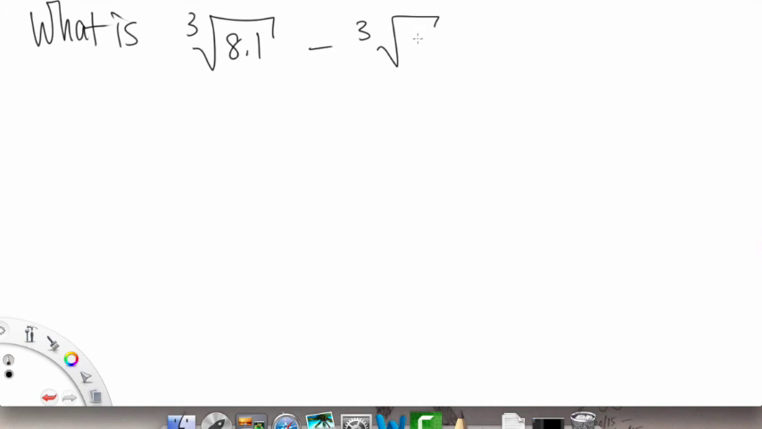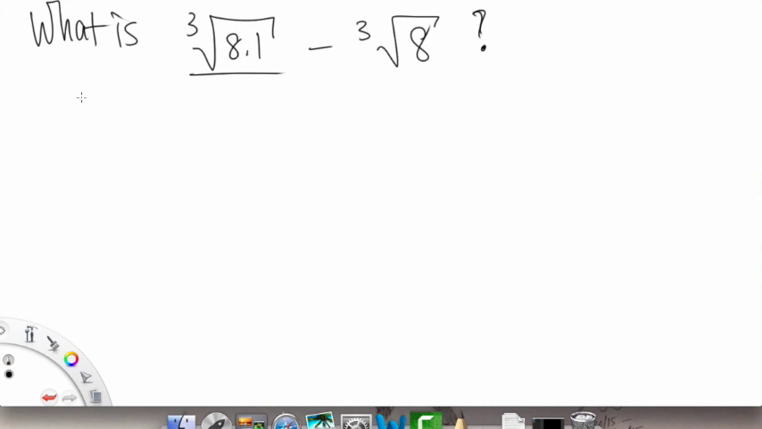So we're going to answer the question, what is the third root of 8.1 minus the third root of 8? Okay, so we do know the third root of 8, that should be just a 2, but we don't know this guy. So let's use our knowledge of linear approximations.